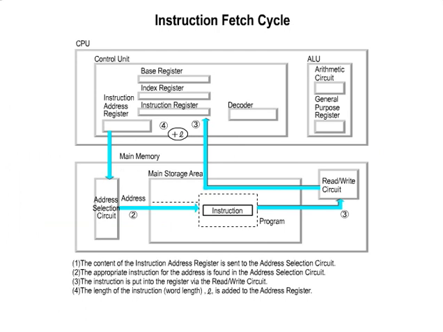1. Fetch cycle. The content of the instruction address register is sent to the address selection circuit in main memory. The instruction stored at the selected address is taken out to the instruction register through the read-write circuit. At this time, the length of the instruction that was taken out is added to the instruction address register. For example, if the length of the instruction is 2 words, then 2 is added. The content of the address register after the instruction has been taken out indicates the instruction address of the next instruction.